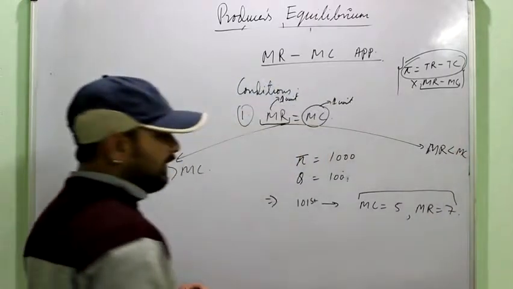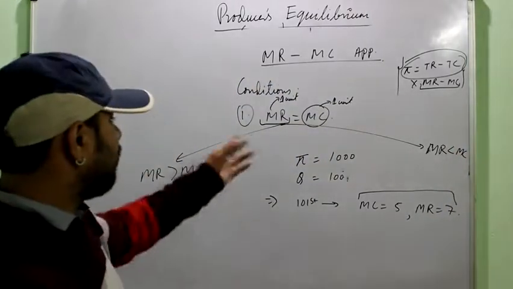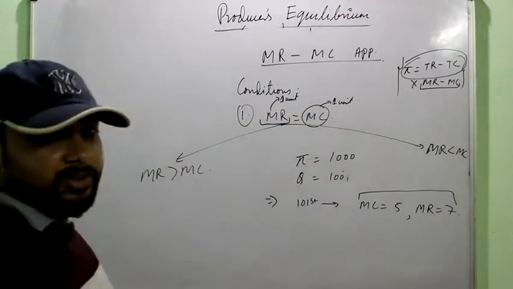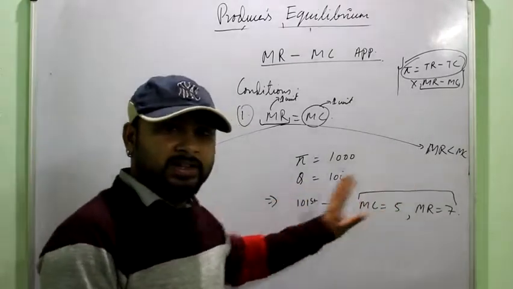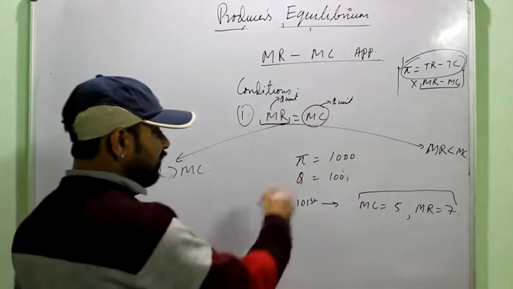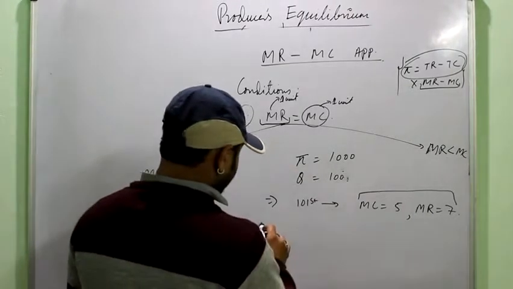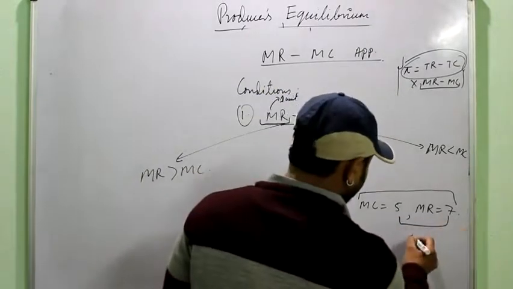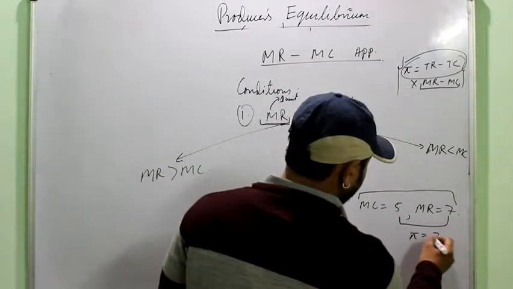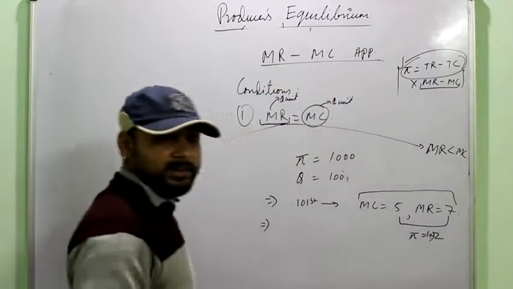Remember the method of elimination, the same method we are using. If we want to prove that MR should be equal to MC, we prove that MR greater than MC and MR less than MC cannot be the equilibrium. So now coming back to our example. Now suppose he produces the 101st unit. His profit on this particular unit is rupees 2 positive, right?